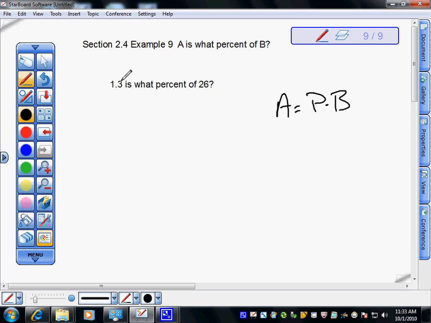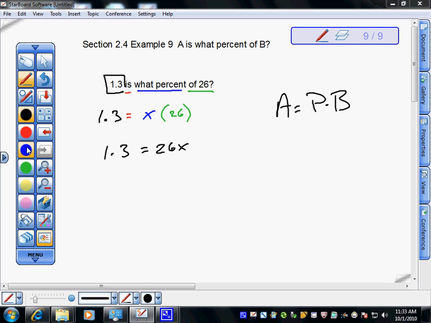I would grab my 1.3 and say, okay, this 1.3 is good. "Is" is my equal sign. "What percent" becomes my variable that I don't know, and "of 26" becomes times 26. So I have 1.3 equals x times 26, where x represents what percent. Making it feel a little better, we could say 1.3 equals 26x.